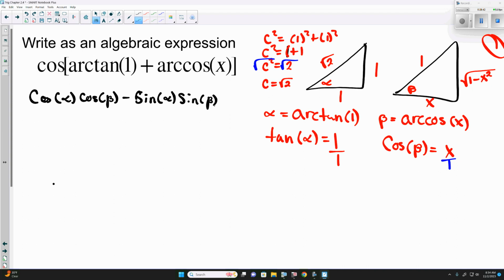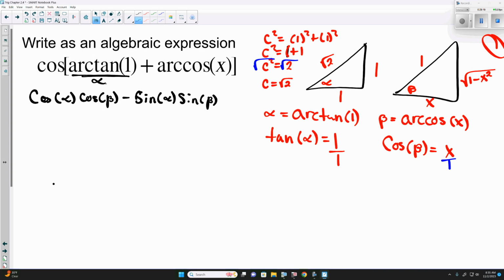And if I'd have plugged it in as we had to start with, it would have been cosine of arc tangent of 1 times cosine of arc cosine of x minus sine of arc tangent of 1 times sine of arc cosine of x. That's a messy thing in and of itself. We have way too much sine and cosine inverses, tangent inverse. There's too much.